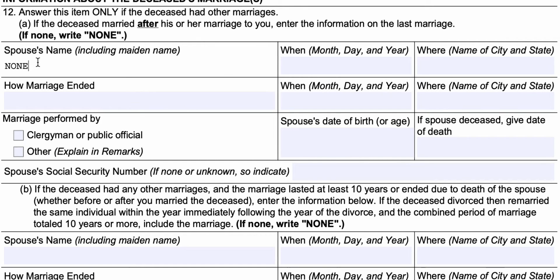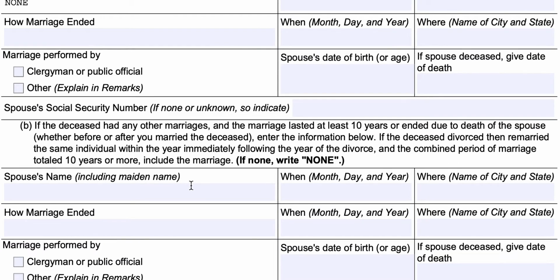However, if the decedent had previously been married, or if the decedent had been married after you and you were divorced, then you would enter the information about the decedent's spouse, when and where they were married, how that marriage ended, when and where that marriage ended, and then who performed the marriage, date of birth of the spouse or their age, if the spouse had previously died, and then spouse's social security number.